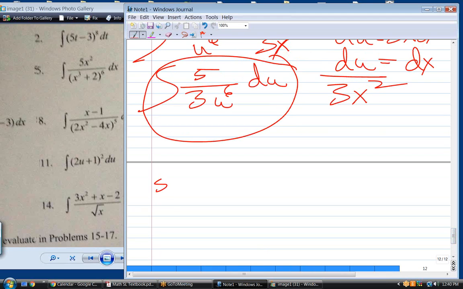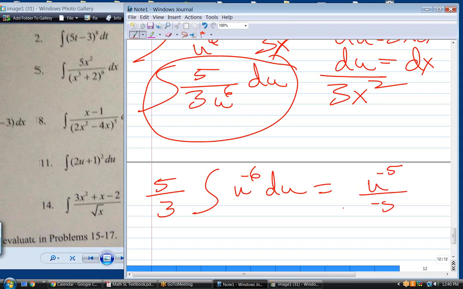Let's take the 5/3 out just to make it a little simpler. Let's write it as u to the minus 6 du. Same thing. What's the integral of that? u to the negative 5th over negative 5. I still have to multiply it by the 5/3. The 5's cancel, and I get u to the negative 5th over 3. Still a negative sign in there.